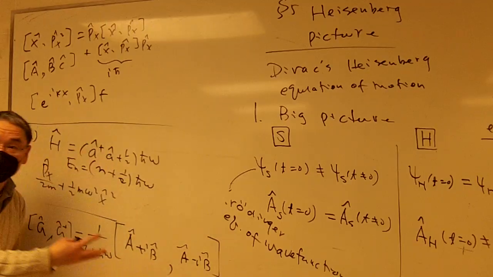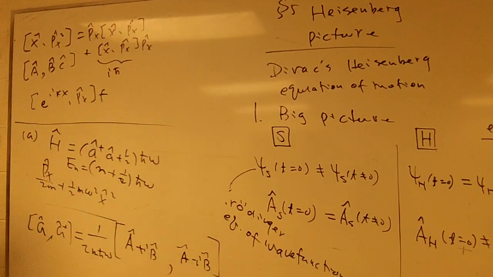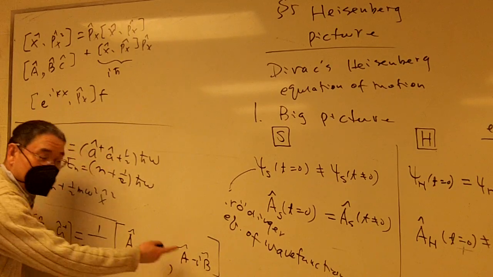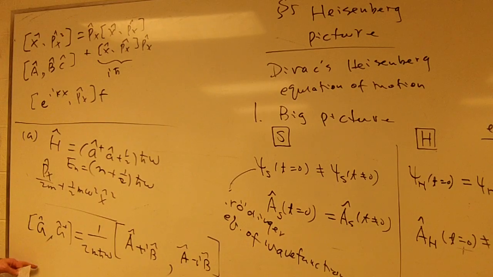So A is 0, B is 0. You will have A non-zero. Just add them up, you will get 1. You got it? Okay, all right.